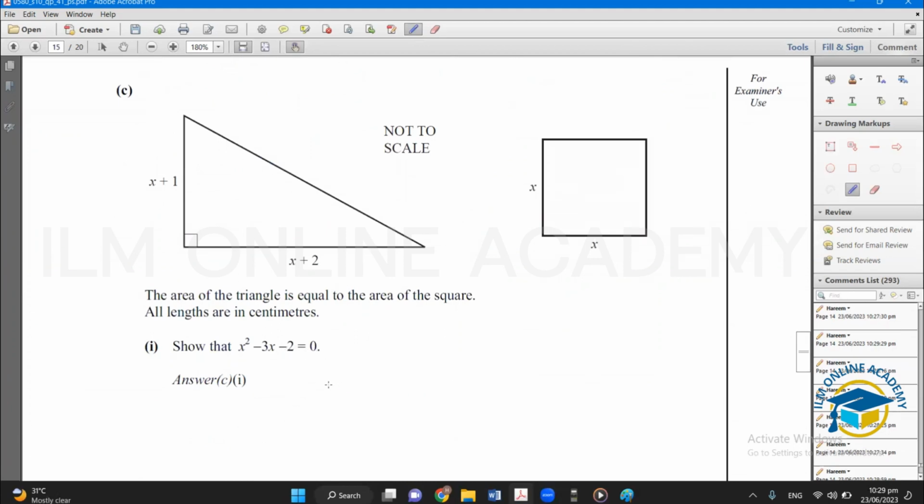Now, the part C is that there is an area of the triangle and it is equal to the area of the square, and all lengths are in centimeters. We have to show that x square minus 3x minus 2 equals 0.